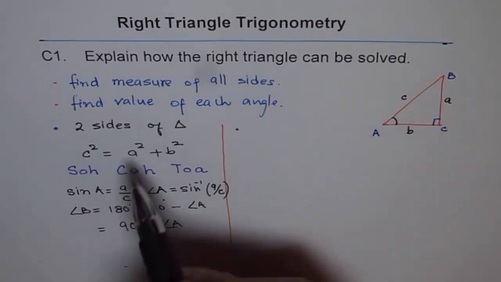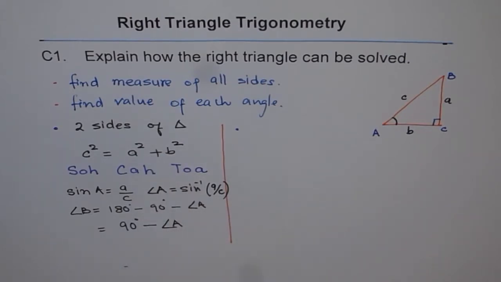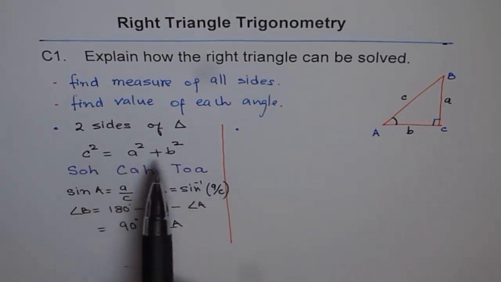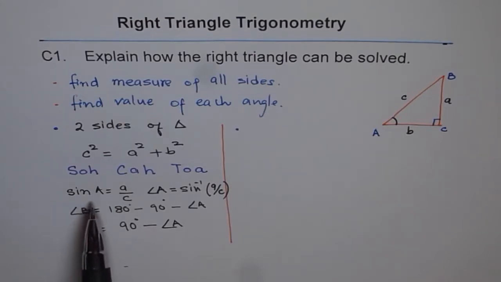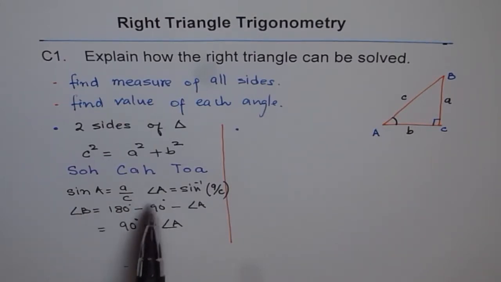So that is how you can solve the triangle, right? Given any two sides, we can find the third side, and when we know three sides, then we can use any two sides to find the angle. For example, here we use sine A to find angle A, right?